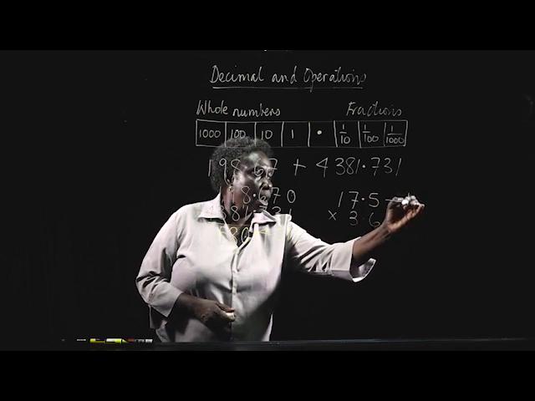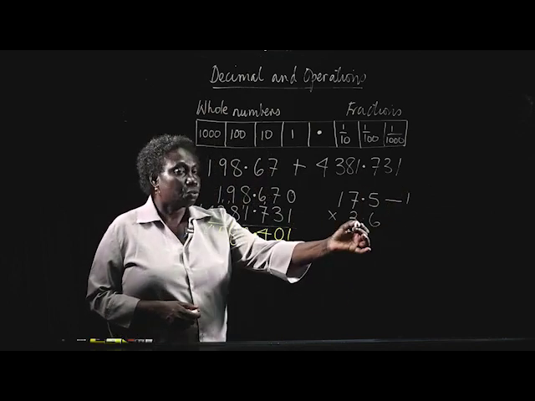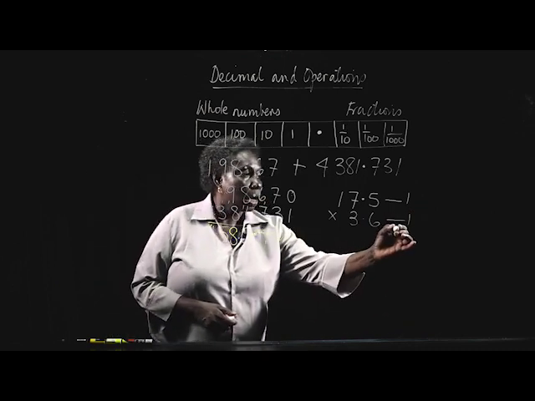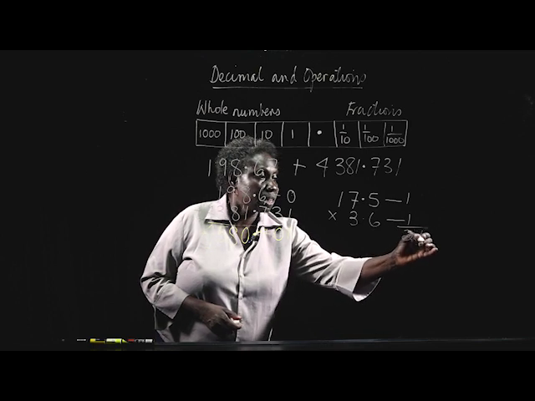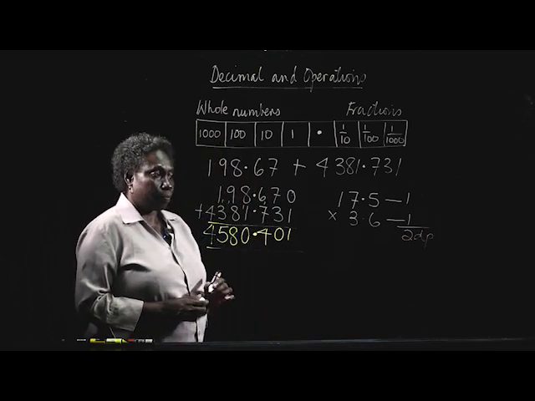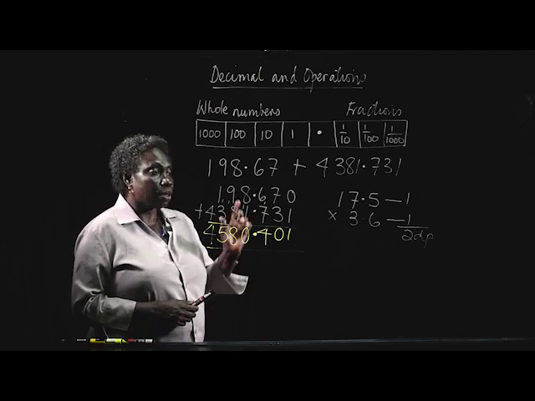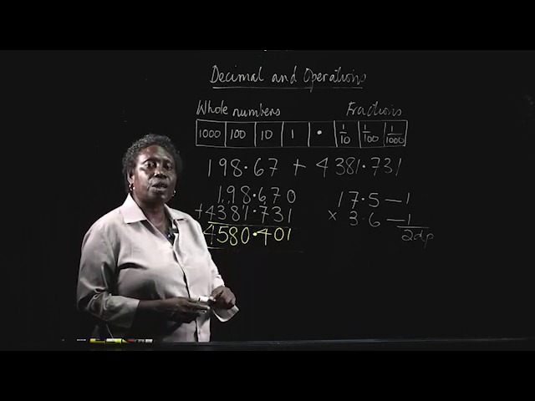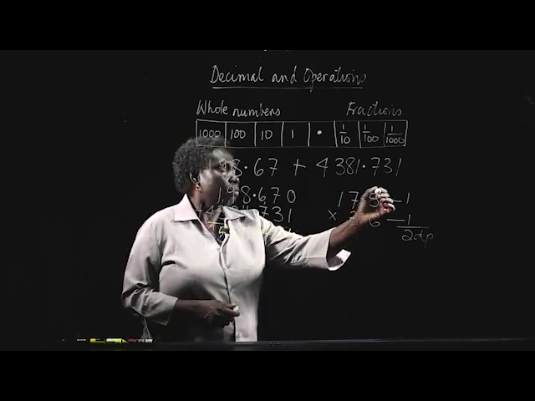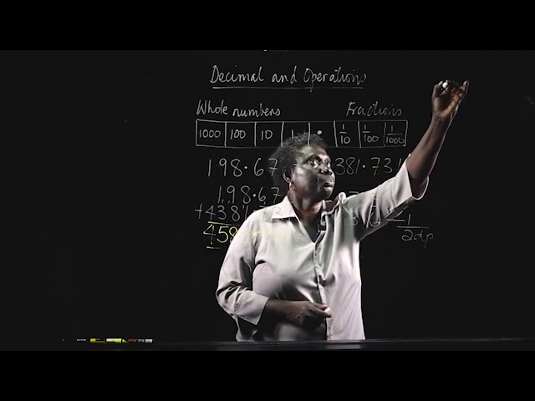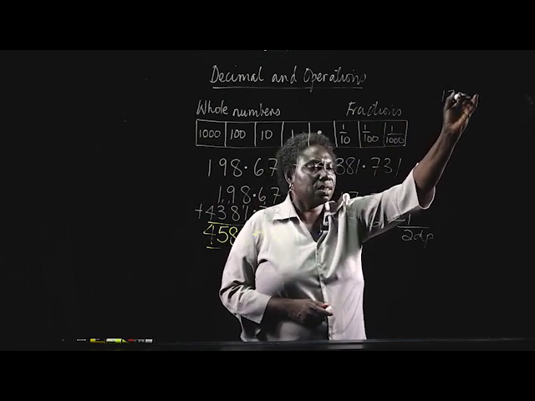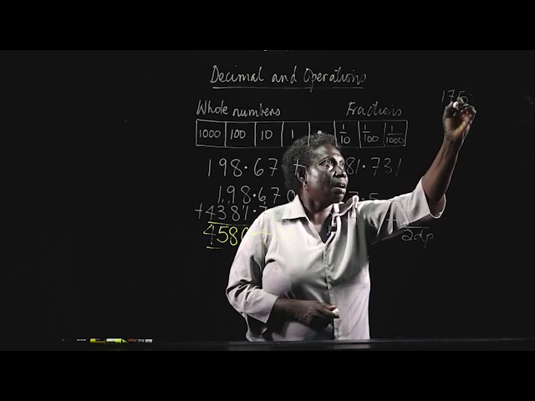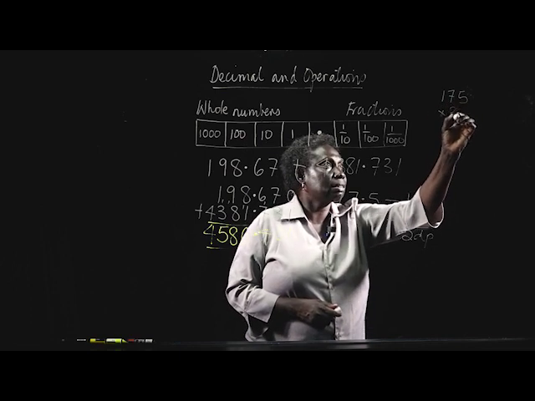17.5 has 1 decimal place. 3.6 also has 1 decimal place, so we have a total of 2 decimal places. Now, when I multiply, I am going to ignore the decimal points and multiply them as ordinary whole numbers. So, I'll have 175 times 36.